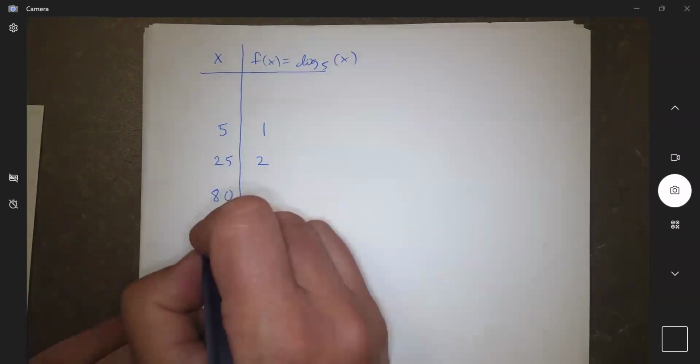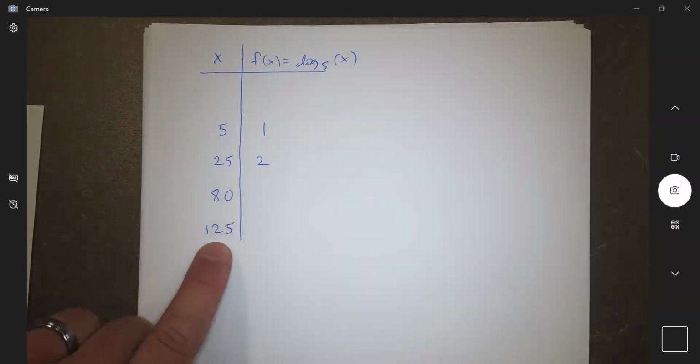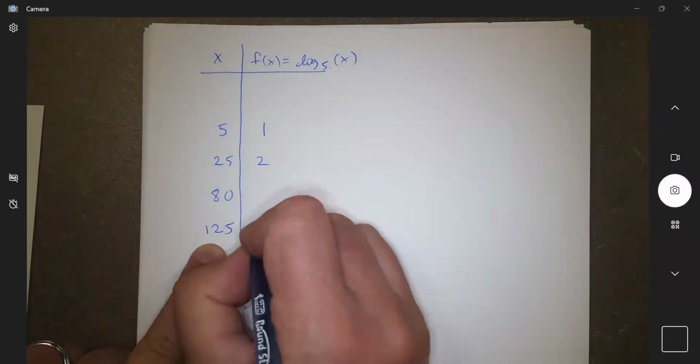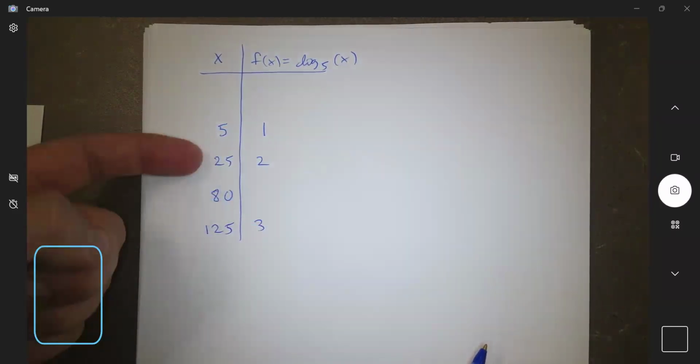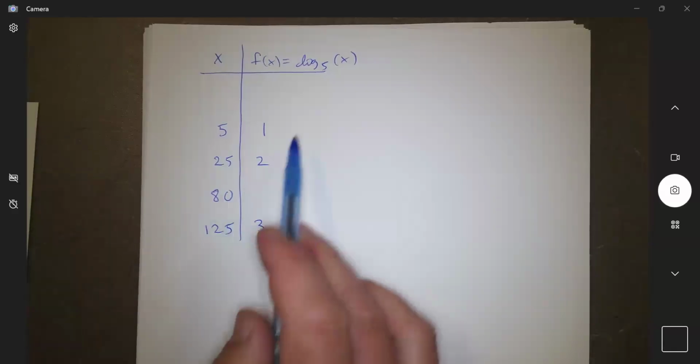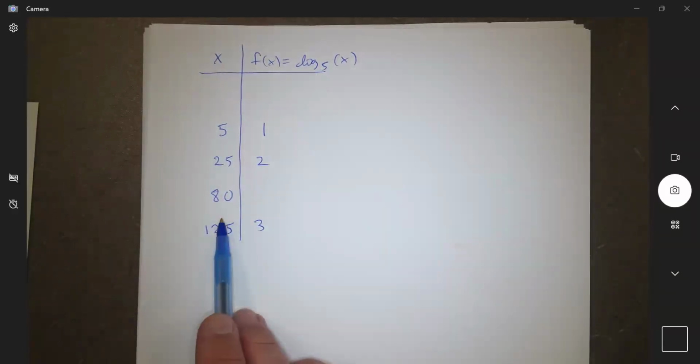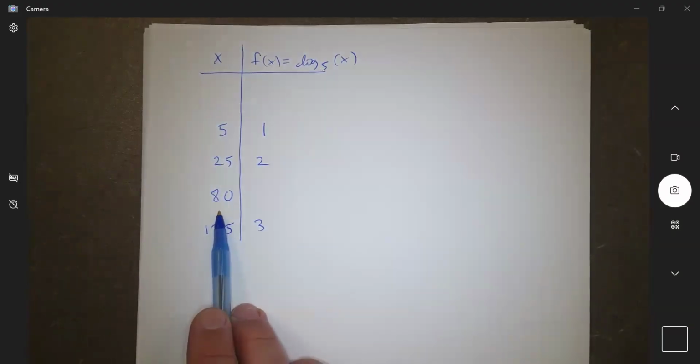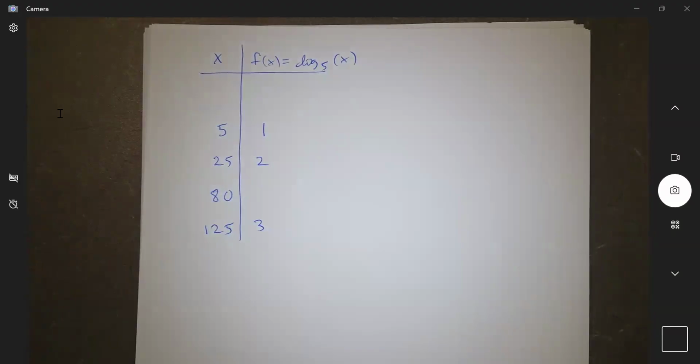Oh, no. I know what 125 is. What's the power of 5 that gets me to 125? 3. So 80's got to be somewhere between 2 and 3. I don't know exactly what it is though, but I can still put that into my logarithm. There's still a number that powers my 5 up to 80. And for that, we can use Desmos. Log base 5 of 80 is the power that goes on 5 to get me to 80.